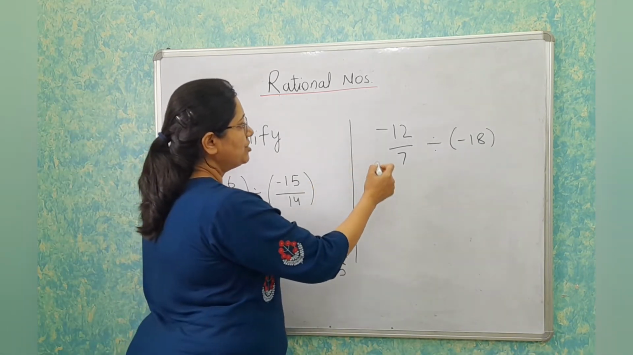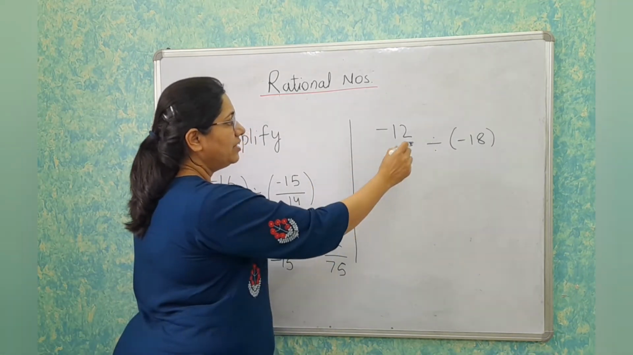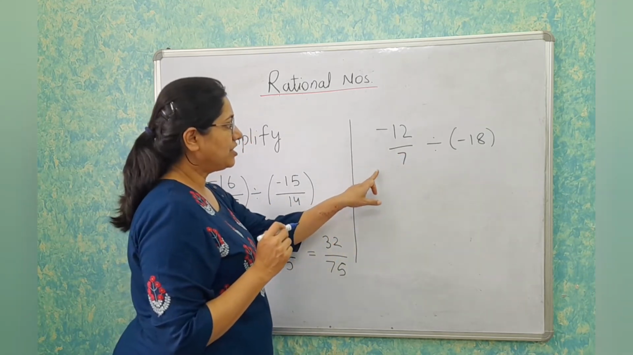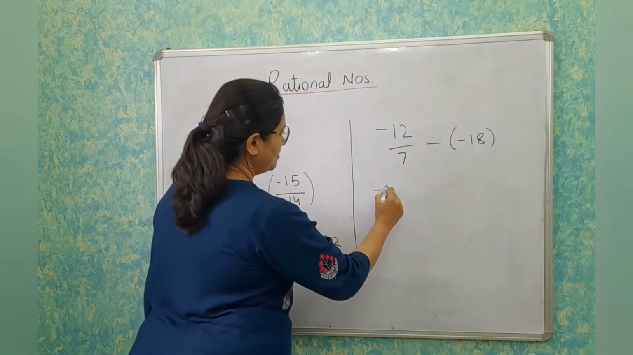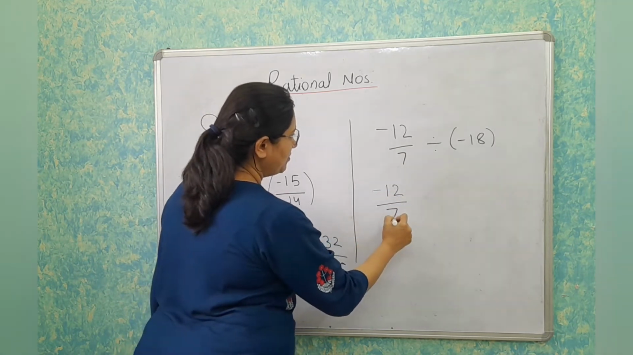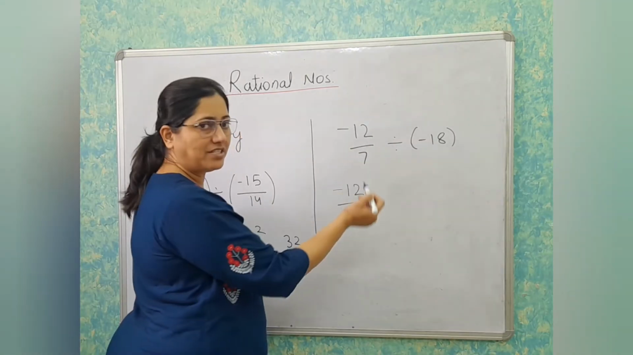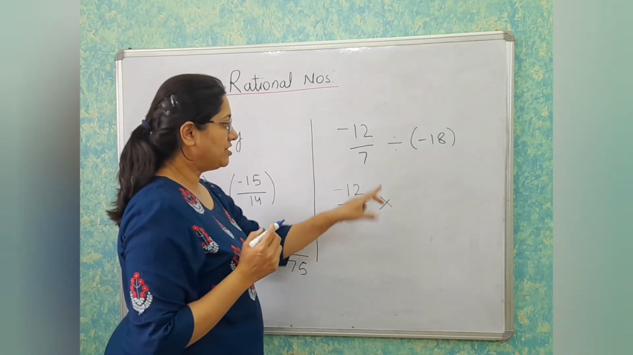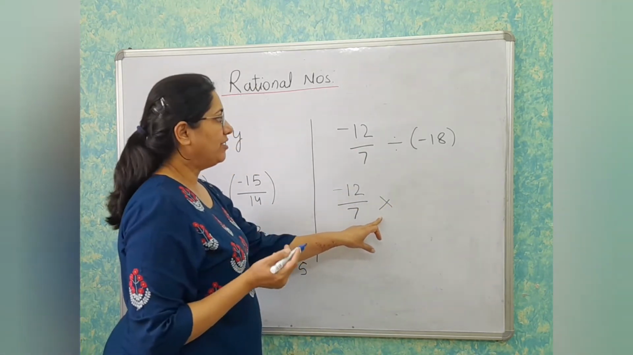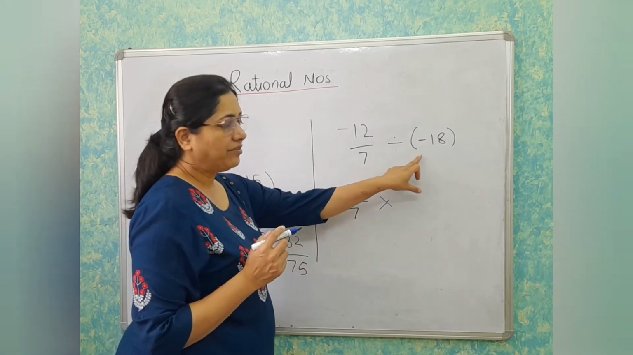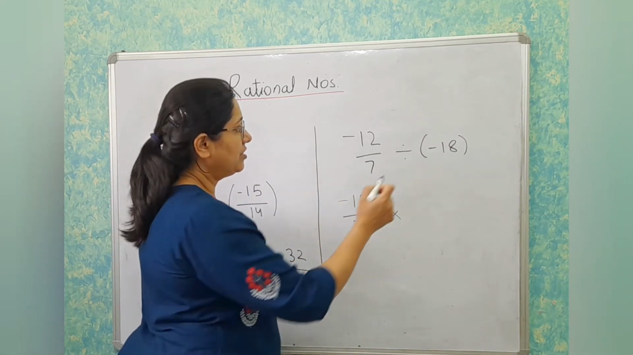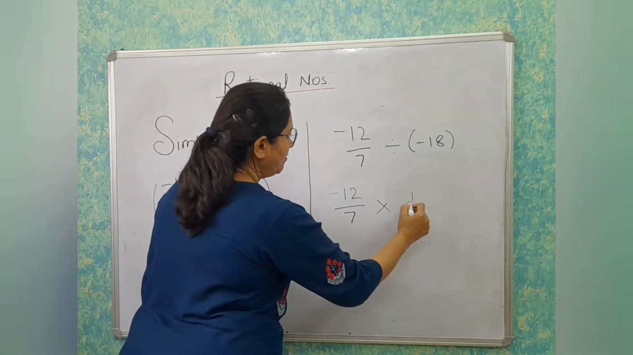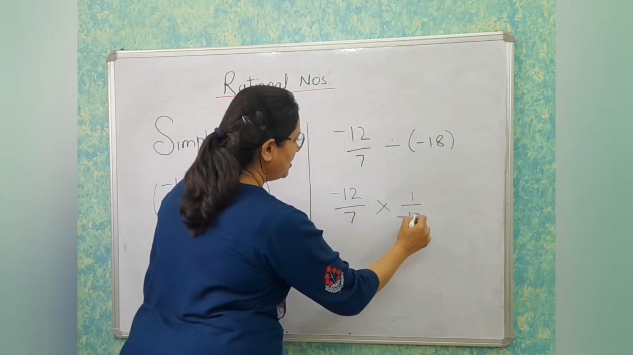In our next question, minus 12 upon 7 divided by minus 18. So again I will write the first rational number as it is. I will write minus 12 upon 7. Now I will change this division sign into multiplication sign, and whenever we change the division sign into multiplication sign, we have to take the multiplicative inverse of the next rational number. So I will make it the denominator. So I can write it 1 upon minus 18.